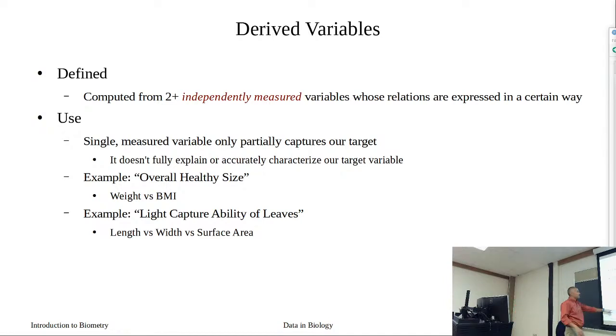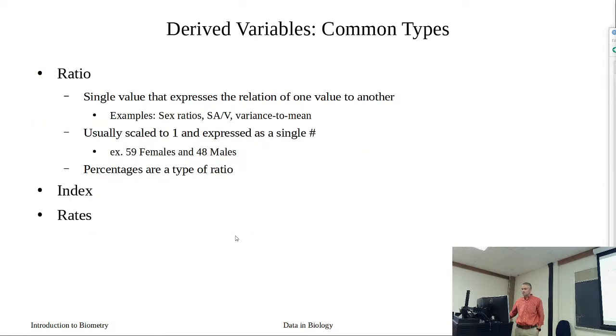Light capturability is the other thing. We can do length, we can do width, or we can do overall surface area. Surface area is a little bit better because you can have a really long leaf, but just be really thin, say like a needle. That's going to have a low capturability. You could have a leaf that's pretty short but fairly wide, say the ginkgo leaves. Right? Surface area is going to be the better estimate of light capturability. So these are derived variables. All right. Some of the common types of derived variables would include ratio, index, and rates.